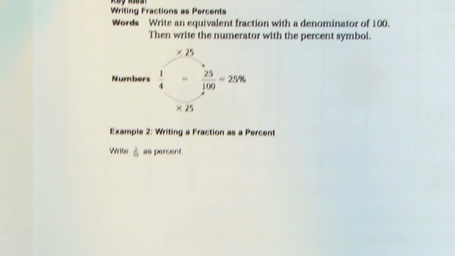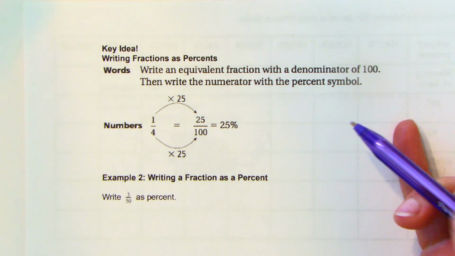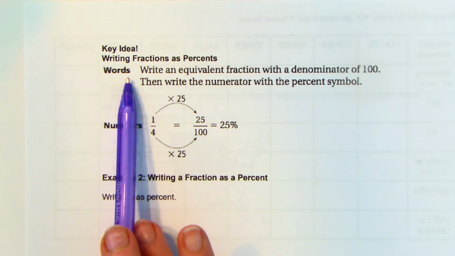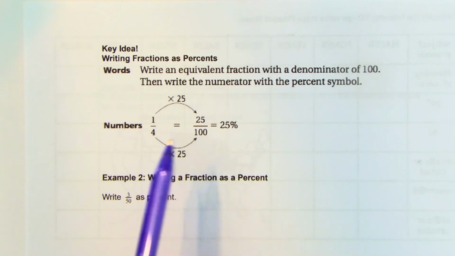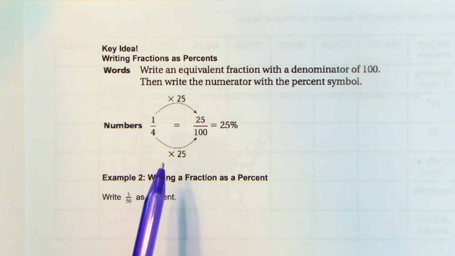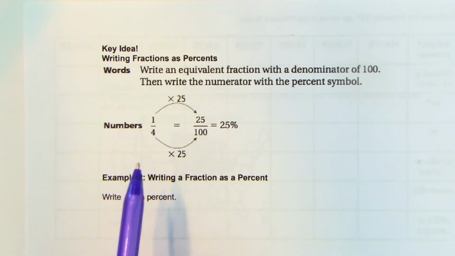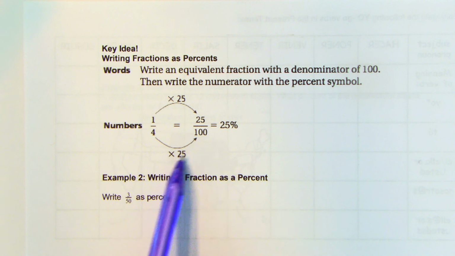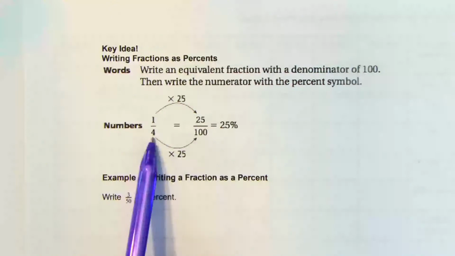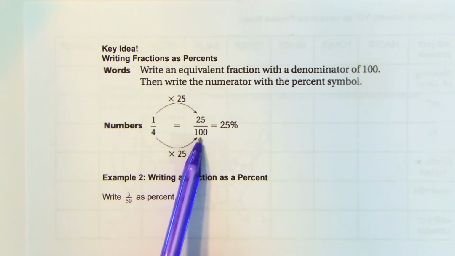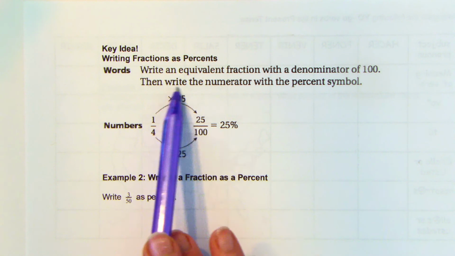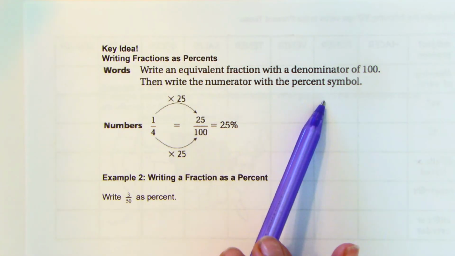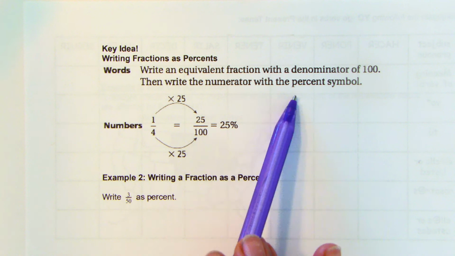And then looking at the key idea on the next page, now we're writing fractions as percents. So we wrote a percent as a fraction by taking that number and putting it over 100. When you want to make a fraction into a percent, you have to do just the opposite. You have to take the fraction, and first you have to make it into a fraction with a denominator of 100, and then you can write it as the percent. Right? Write an equivalent fraction with a denominator of 100, and then write the numerator with the percent symbol.